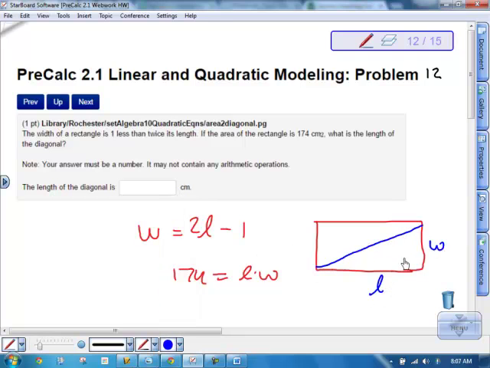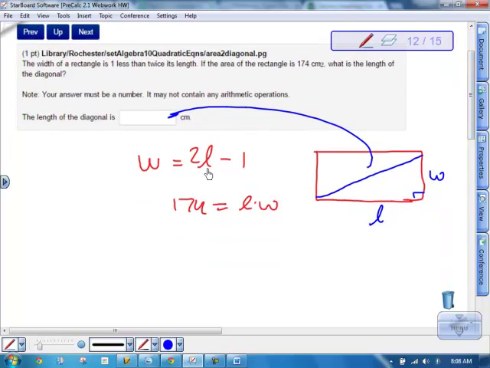They're actually looking for the diagonal though. So this would be width, this would be length. You're looking for that. That's your answer right there. So solve this system of equations. Once you get L and W, do the Pythagorean theorem to find the hypotenuse. So it's simple substitution. Just substitute that in right there. 174 equals length times 2L minus 1. Solve for L. Once you get L, obviously you have W, and then do the Pythagorean theorem.